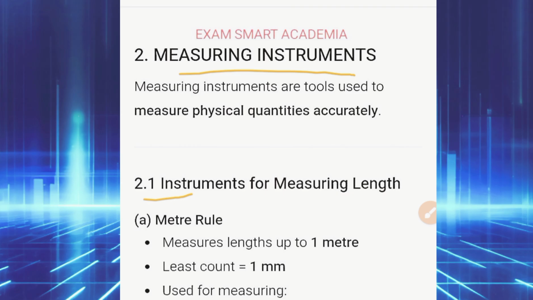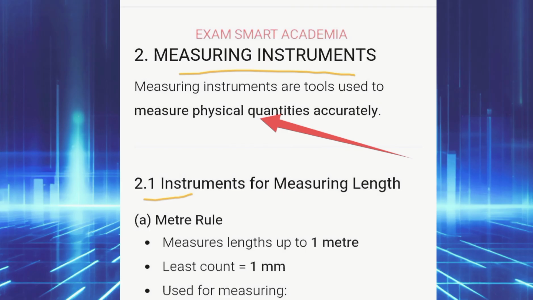Now, when you talk about the measuring instruments, they are tools used to measure physical quantities. This is what I'm saying. They are instruments or tools used to measure physical quantities correctly or accurately. So another thing we are going to look into is instruments for measurement.